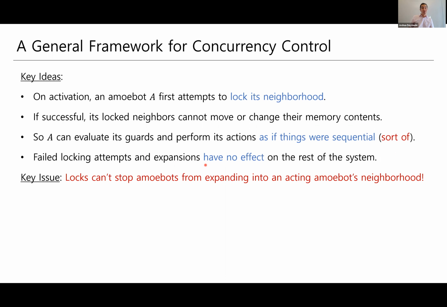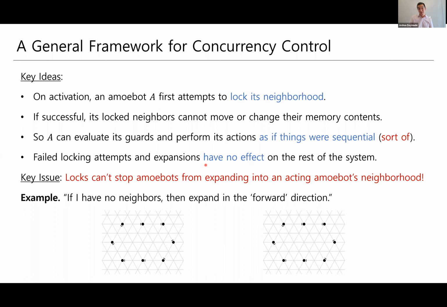Now, this is all wonderful, but there's a key issue. Locks, and for that matter, any other algorithmic mechanism, are not going to be able to stop other Amoebots from expanding into an acting Amoebot's neighborhood. So you think about it, an Amoebot A wakes up, it locks its neighborhood, but then somebody who wasn't in the neighborhood to begin with might come into the neighborhood and start messing with things, and they're unlocked. They're able to do whatever they want.